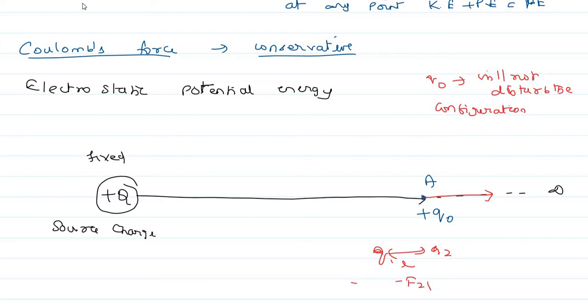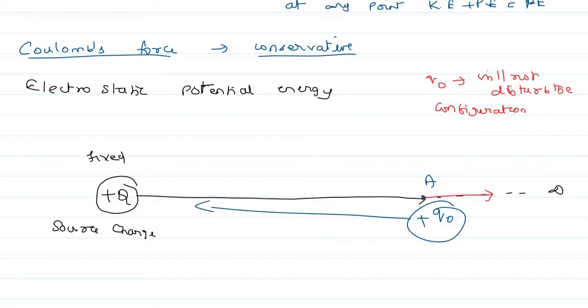So the positive charge Q will repel this small Q naught. But at the same time, if I keep a significant charge at this point, this will also start repelling this one. That I don't want. So that's why the consideration is like that. This Q naught will not disturb the configuration. If it disturbs, this Q naught will keep on moving, then we cannot calculate anything.